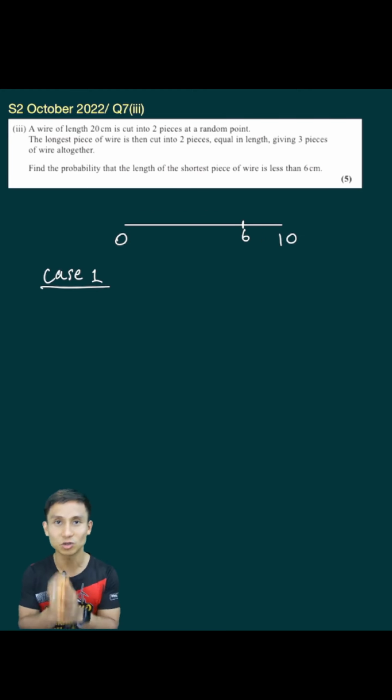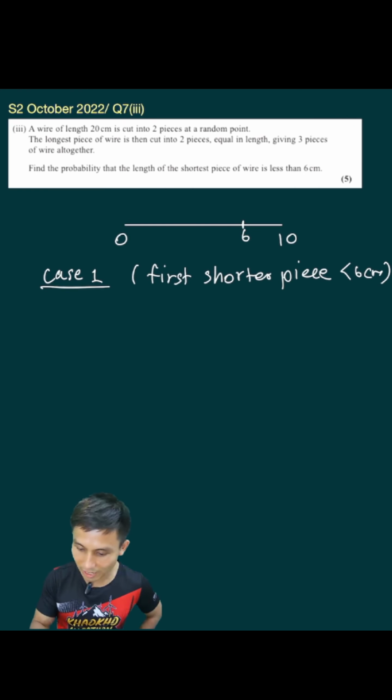You have two cases. Case 1 comes from the fact that you already got it from the shorter one. So if you cut at 6 the first time, the other longer piece will be 14, and when you split 14 in half, you get 7 and 7. If we cut smaller and smaller than 6, that's also case 1, the first shortest piece. I'm just going to name it like that: first shorter piece less than 6 centimeters. So we're going to highlight this. That's case 1.